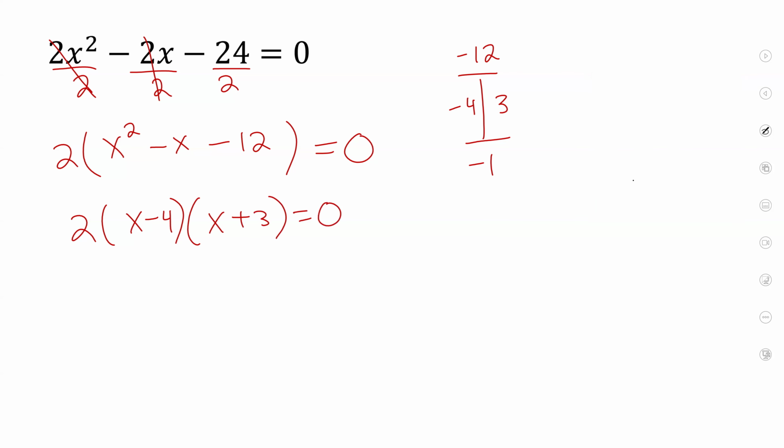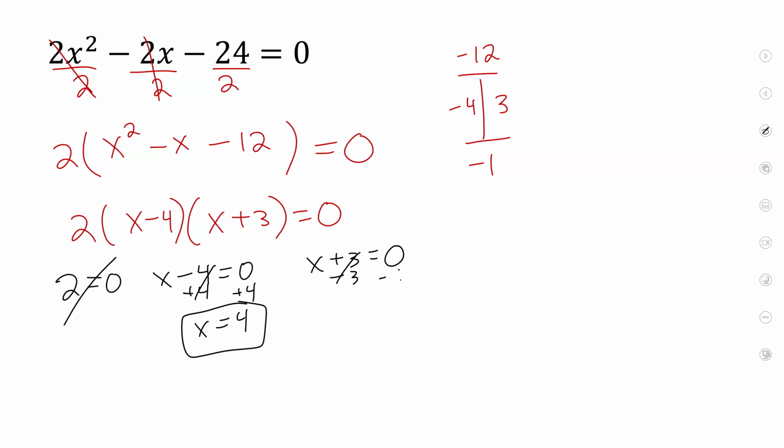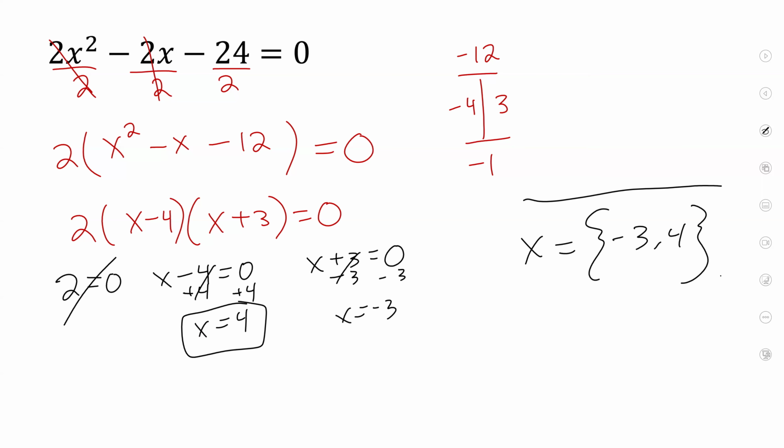Now I'm going to set each one of these factors to 0. I'm going to have 2 equals 0, which makes no sense, so I don't have to do that one. I have x minus 4 equals 0, and x plus 3 equals 0. And we're going to solve. Add 4, so I get x is 4. Subtract 3, so I get x is negative 3. So my solution set, negative 3 and 4. All right, let's try another one.